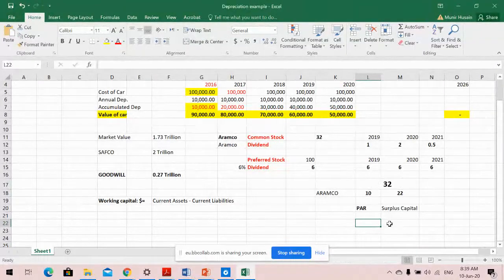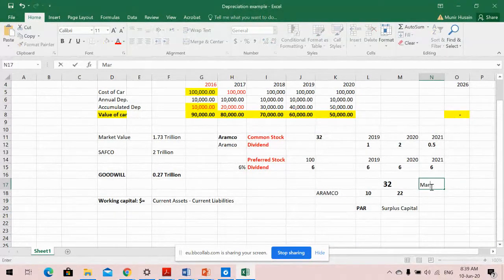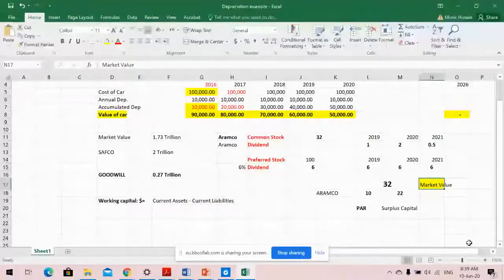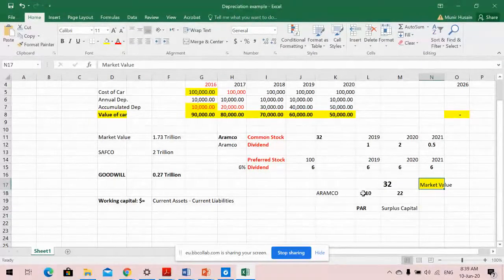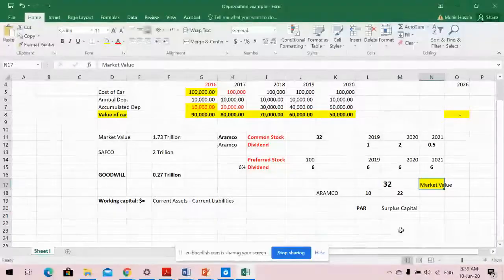Okay, so understand this one. 10 is par value and 22 is surplus. And the total, 32, is the market value of the share when it was sold. Not today. Today may be different, up or low. We don't know. Price can be whatever in the market, right? So 32 is the market value when they sell it, but par value was 10 and 22 was surplus capital.